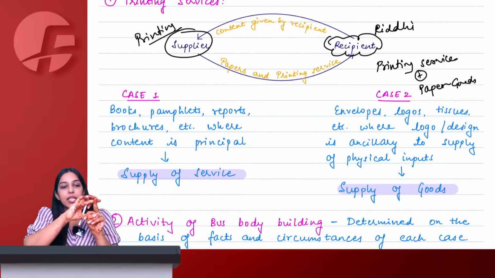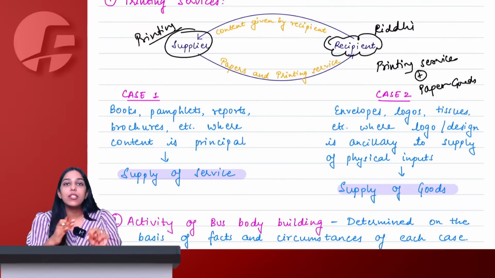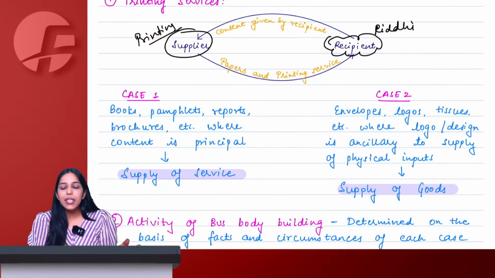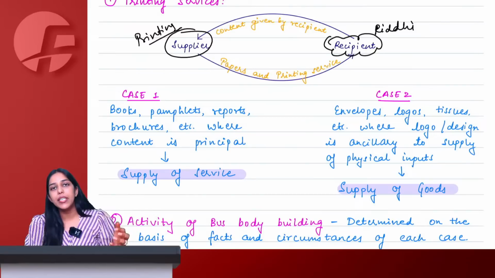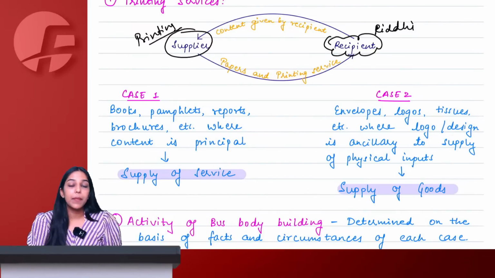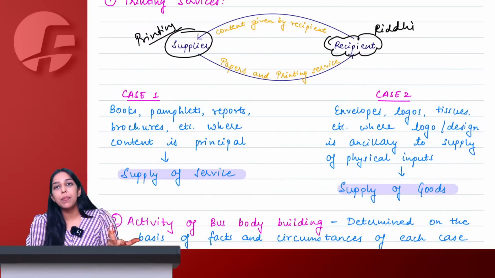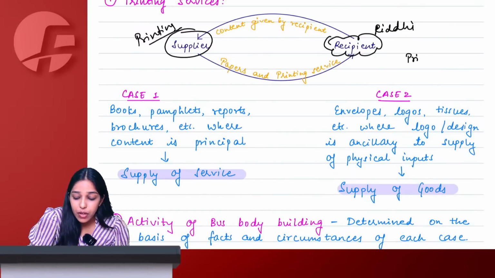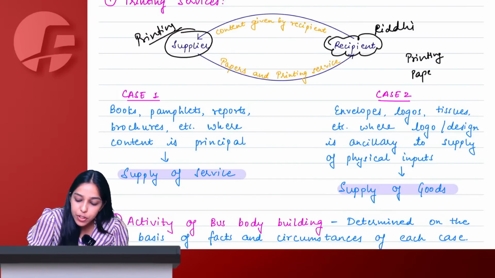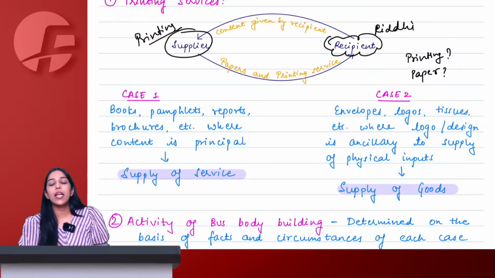One is the printing service and another is the paper that is used in printing, which means it is a composite supply, because normally in the ordinary course of business, a printer supplies paper as well as printing services both. So it is a composite supply. But the question is, what should be principal? Whether the rate of printing should be made applicable on the entire transaction or the rate of paper should be made applicable on the entire transaction.